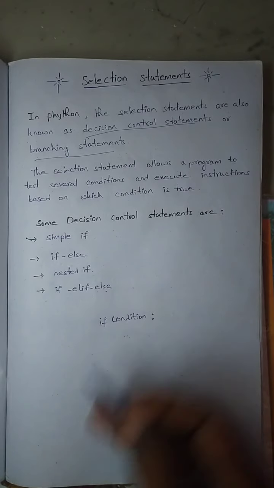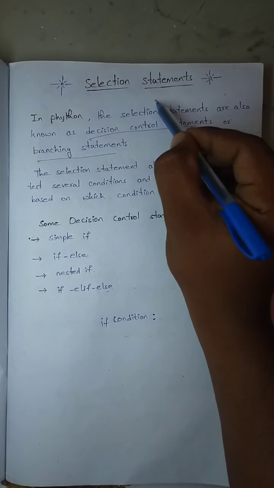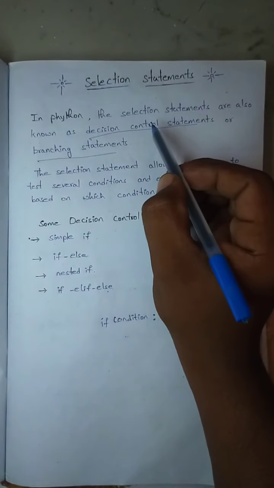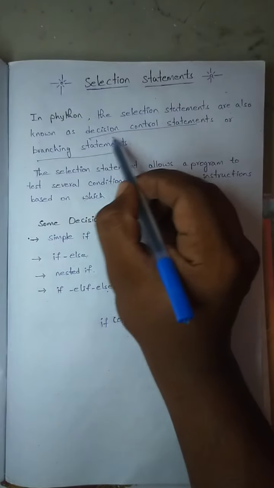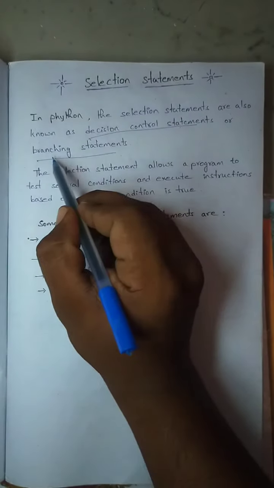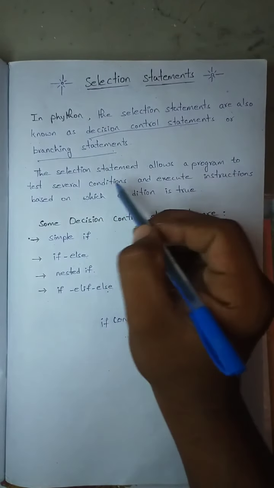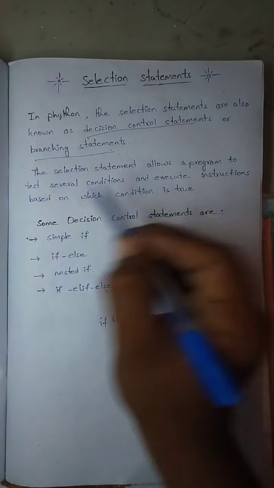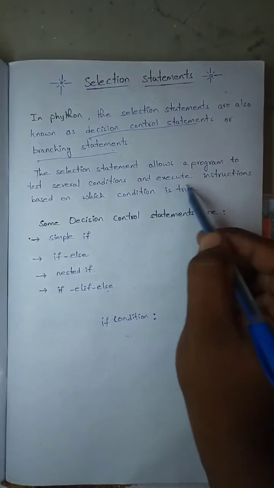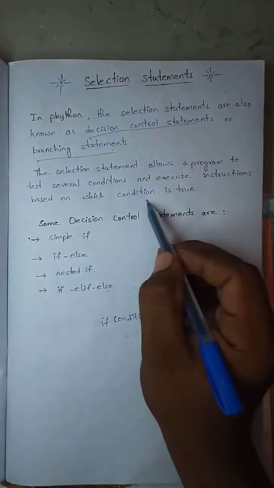Today my seminar topic is selection statements. In Python, the selection statements are also known as decision control statements or branching statements. These selection statements allow a program to test several conditions and execute the instructions based on which condition is true.